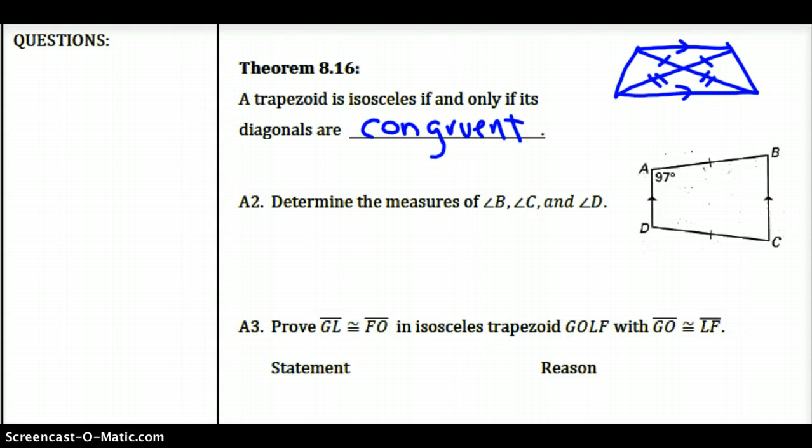Example 2 here, figure out the measures of angles A, B, C, and D. First of all, it's a trapezoid. It's isosceles, so that means this angle is congruent to this, so this is 97. Since we have parallels, angles here and here are supplementary, so this is 180 minus 97 for 83 degrees. And again, this angle is congruent to this, so this makes this 83 degrees as well.